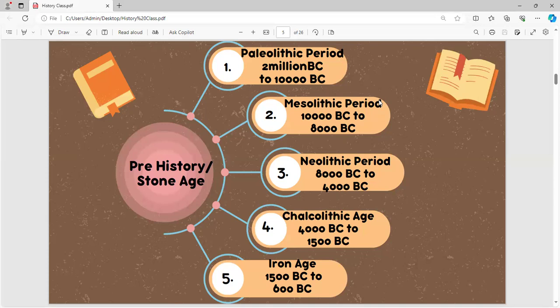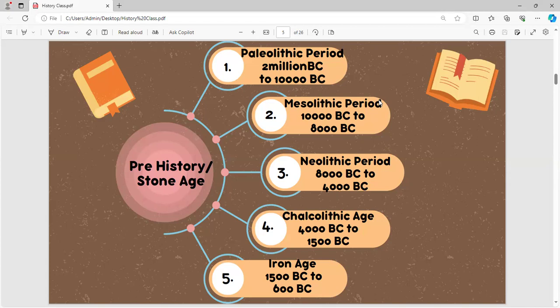Fourth one is the Chalcolithic age, from 4,000 BC to 1,500 BC. Finally, the Iron Age, from 1,500 BC to 600 BC. We are studying these topics one by one. First, we are going to discuss the Paleolithic period.